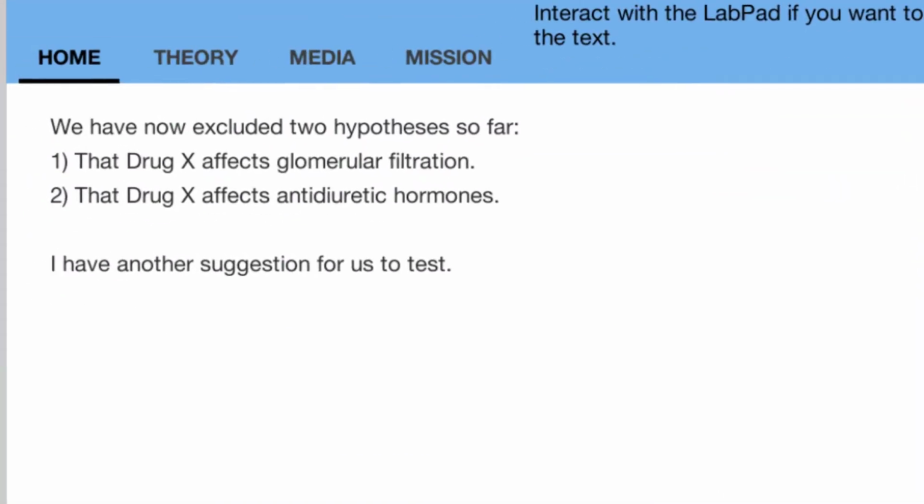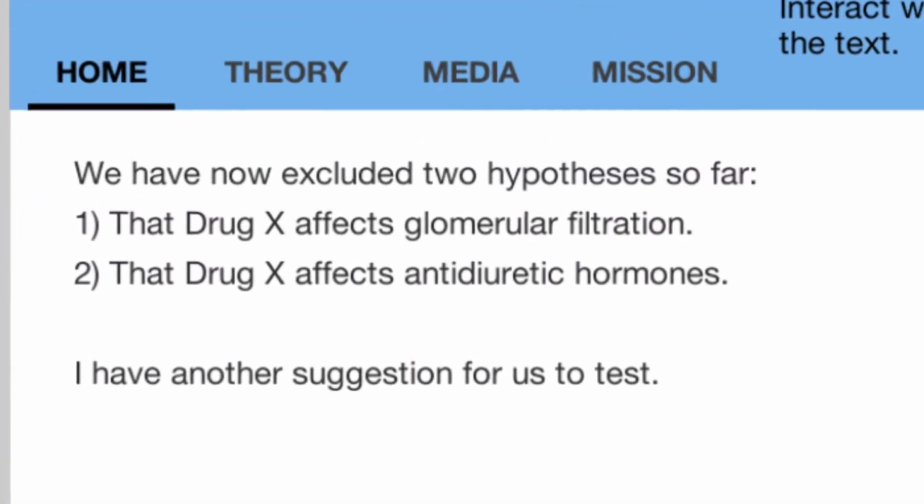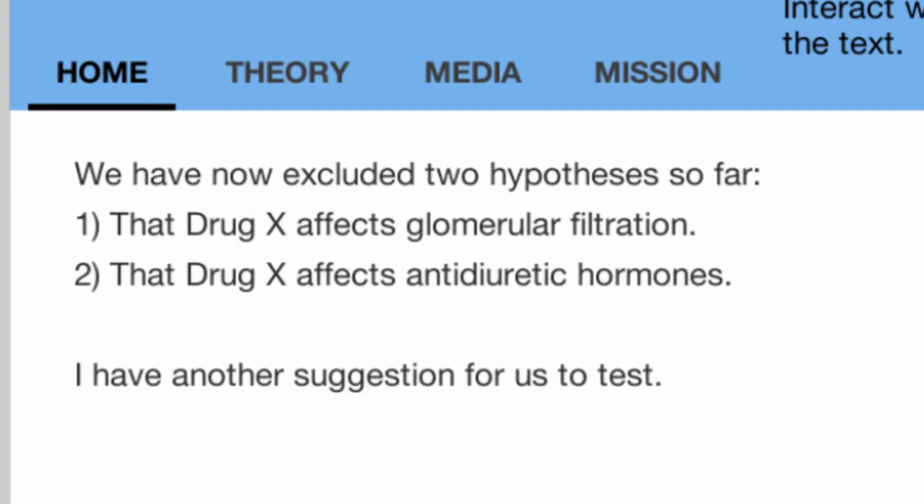We have now excluded two hypotheses so far. 1. That Drug X affects glomerular filtration. 2. That Drug X affects antidiuretic hormones. I have another suggestion for us to test.